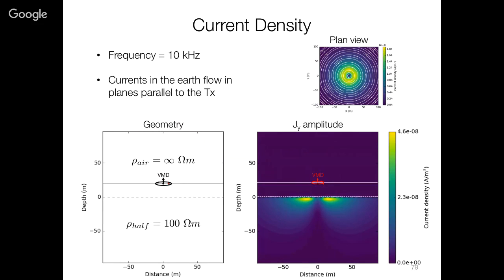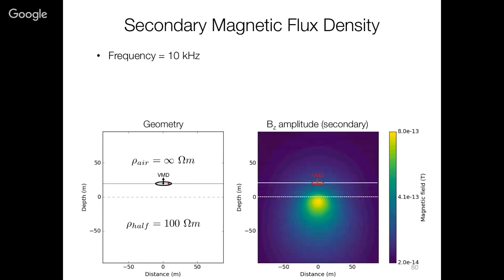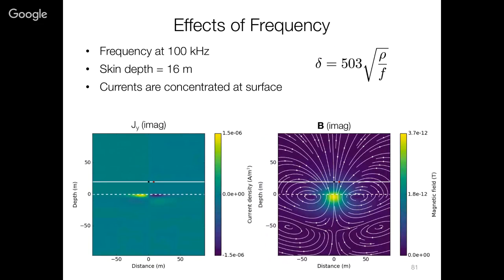If we look inside the Earth, right at the Earth's surface, the currents are concentrated in there. Here I'm looking at the amplitude, so some currents are going in, some currents are going out. That's just the amplitude. And the B fields, again, because you've got circular currents, have maximum amplitude near the loop. The B fields still exist out here. They're a bit complicated.